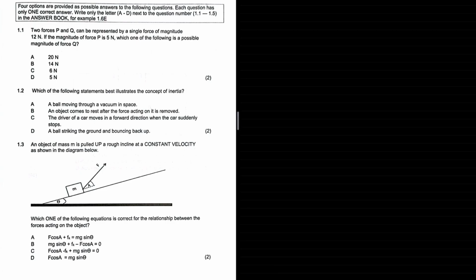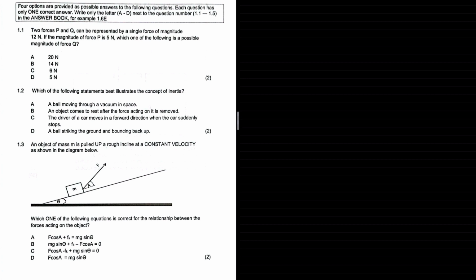Now question 1.2: which of the following statements best illustrates the concept of inertia? So inertia is basically the resistance to motion. So we go through our options. We look here: a ball moving through a vacuum in space. Because this option is not too clear, how is it moving? Is it moving because of some propulsion? There's not enough information to warrant us choosing that option, so we won't go with option A.